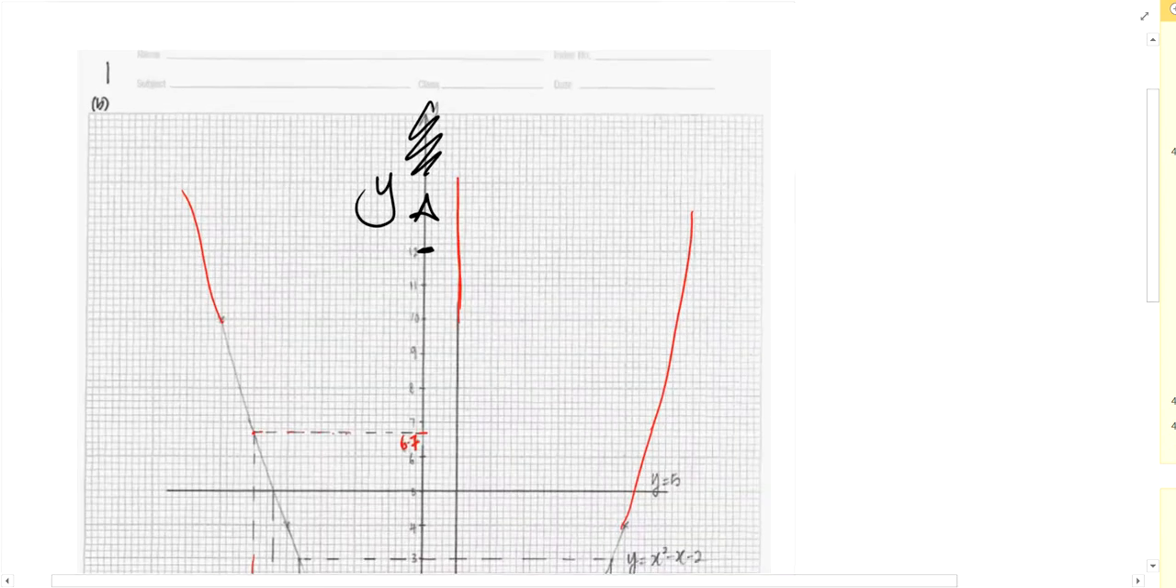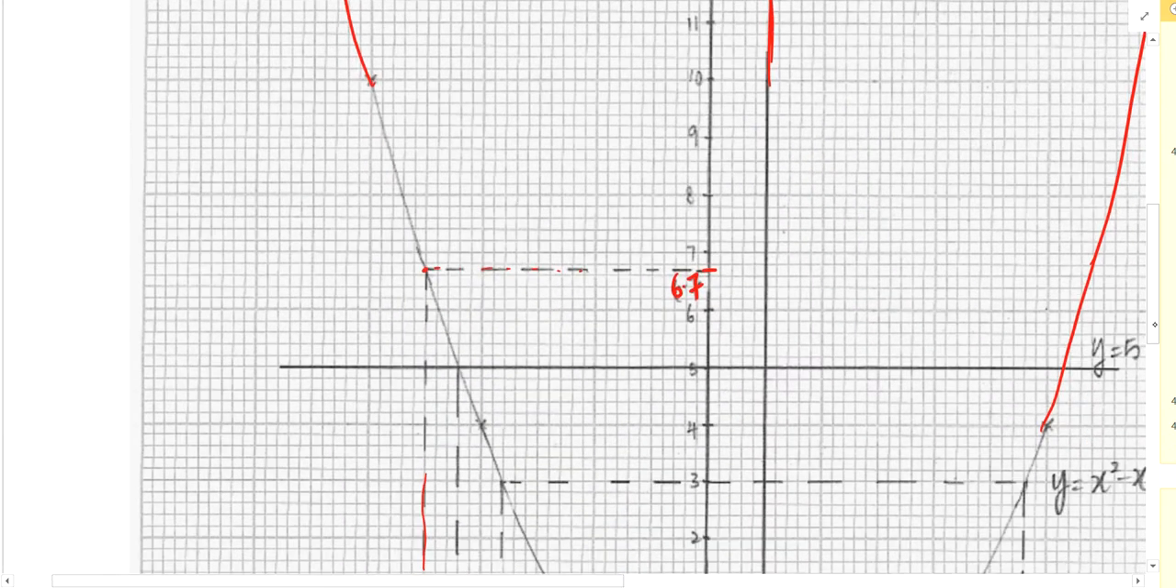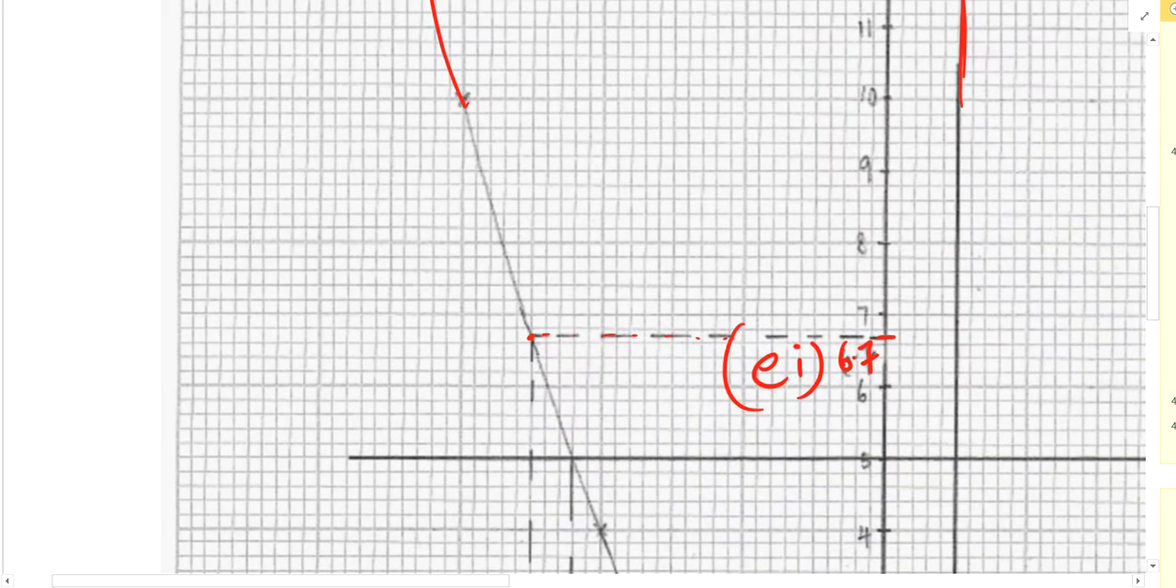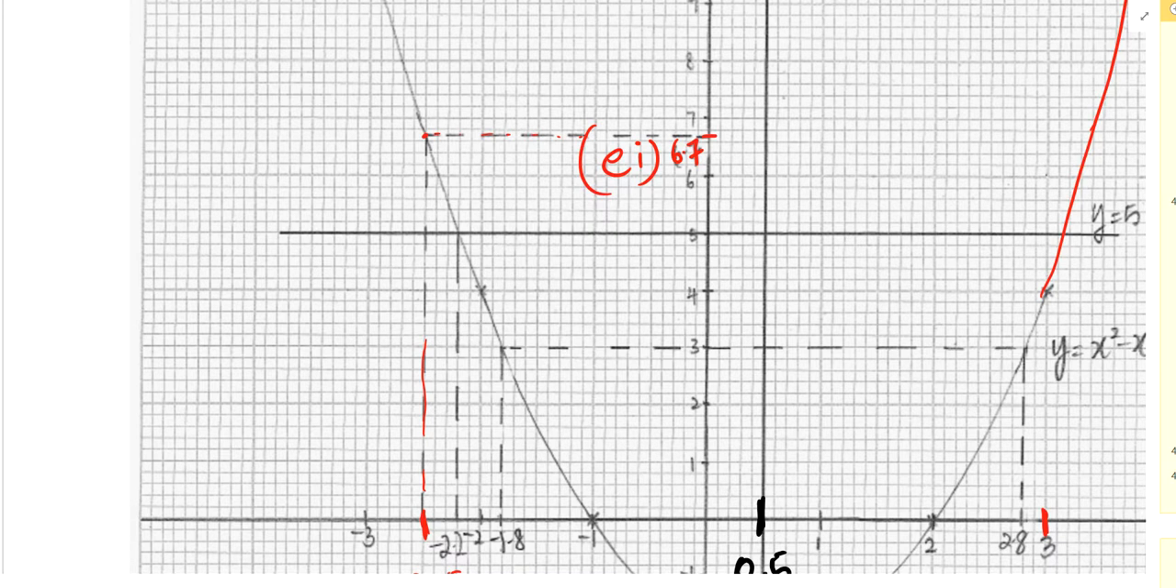So label E part 1, 6.7. So the next part of the question wants x values when y equals to 3. So in your graph, where is the line y equals to 3? Is it a horizontal or vertical line? Y equals to 3. Horizontal or vertical? Y equals to 3 is here. It is a horizontal line.